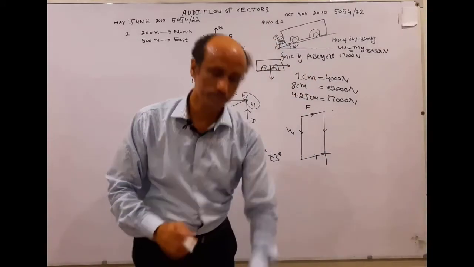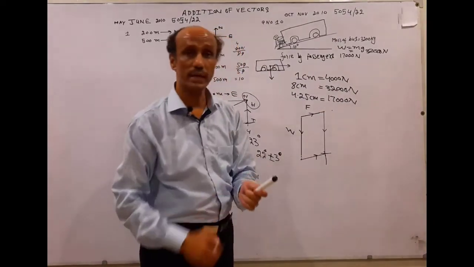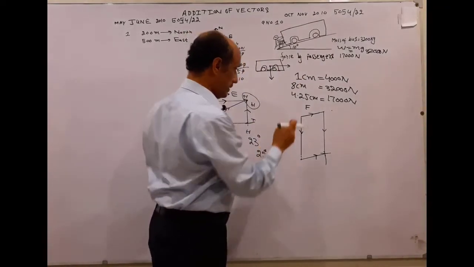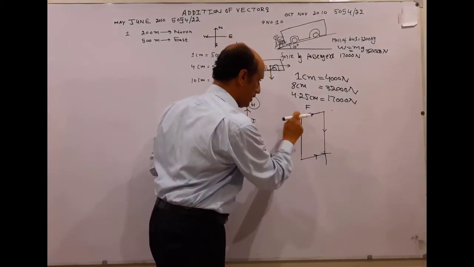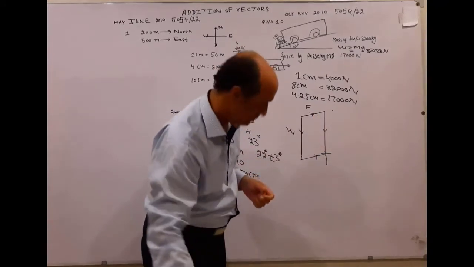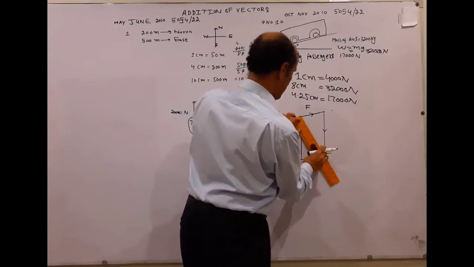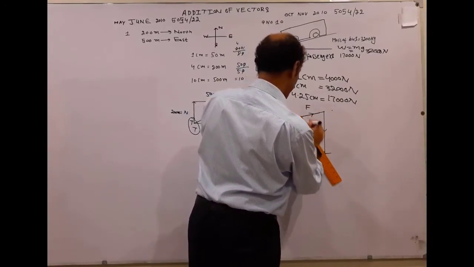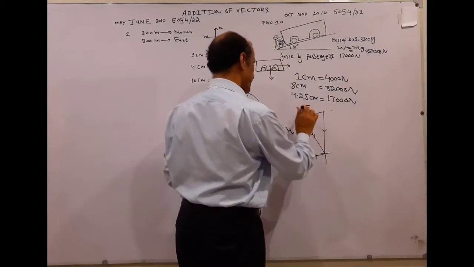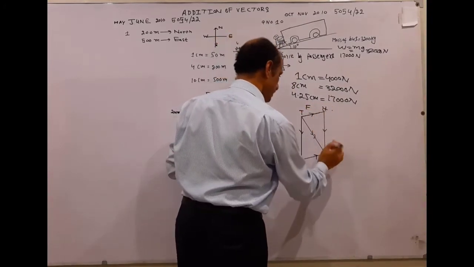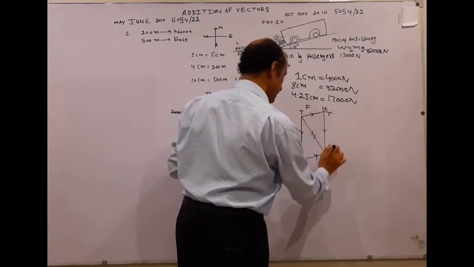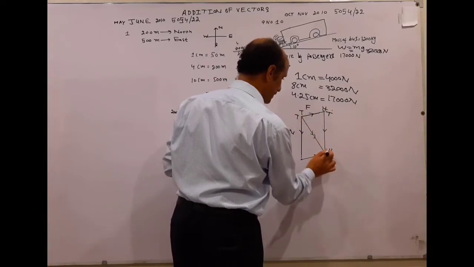Now what we will do? We will draw the resultant. Now how will we draw the resultant? This arrow and this arrow, tail, head, tail, head. So I will join these two, and I will get the correct diagram. Tail, head, tail, head. Now let me verify. This is tail, this is head, this is tail, and this is head.